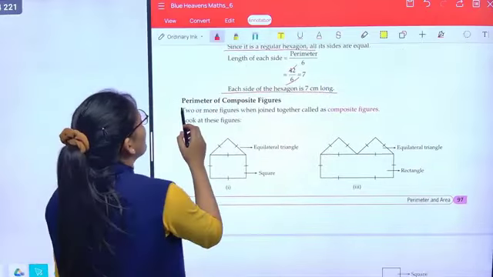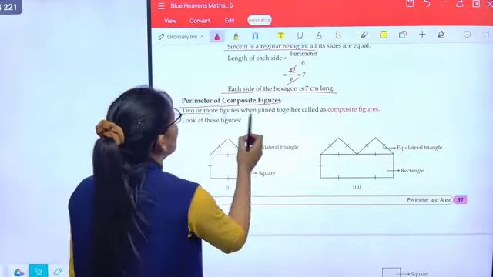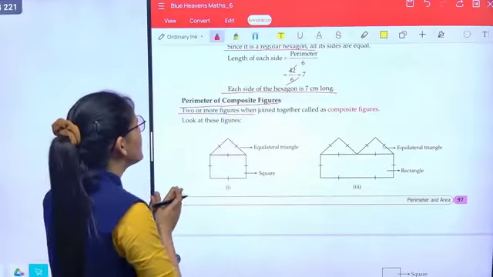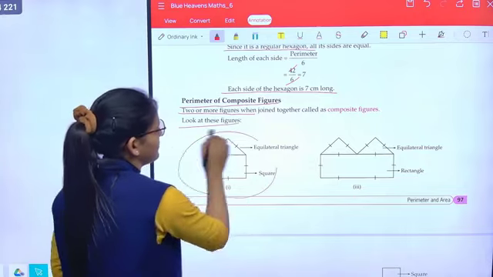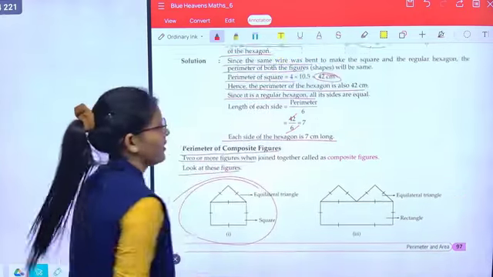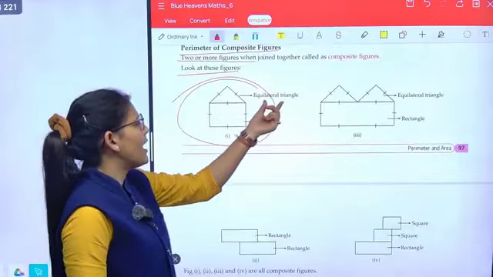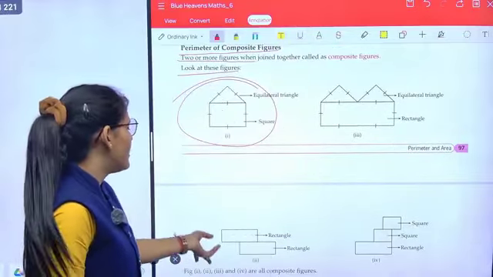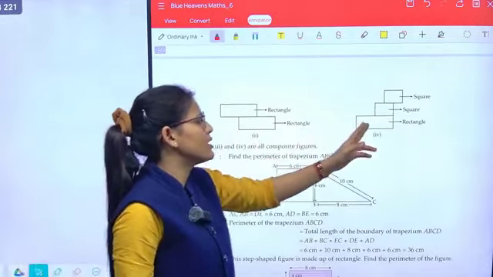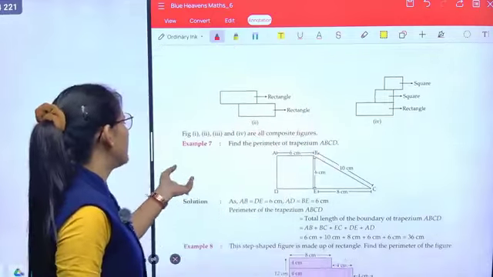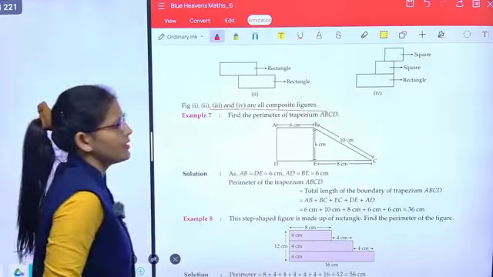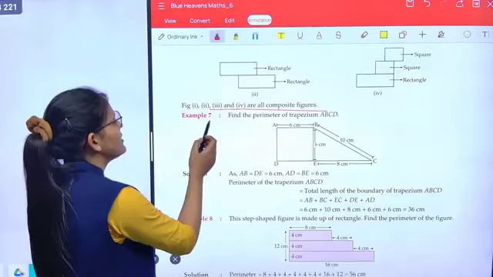Now, perimeter of composite figures. Two or more figures when joined together are called composite figures. Look at these figures. Now class, equilateral triangle and square. Now equilateral triangle and rectangle. Now rectangle, square, and square and rectangle. Figures first, second, third and fourth are called composite figures. Come on, example number 7.